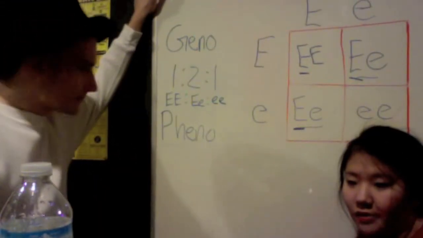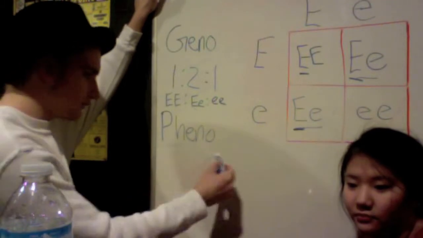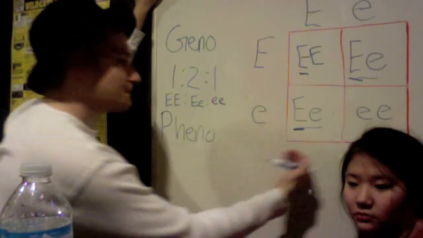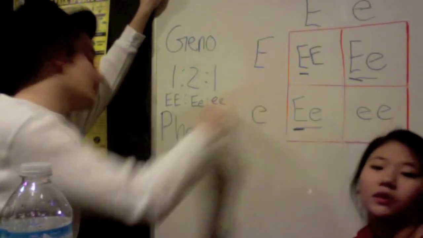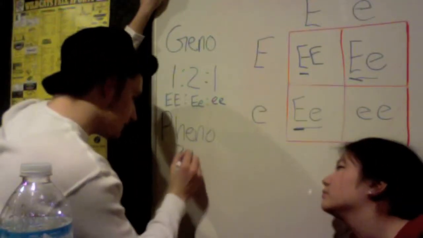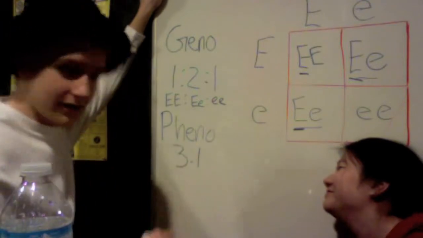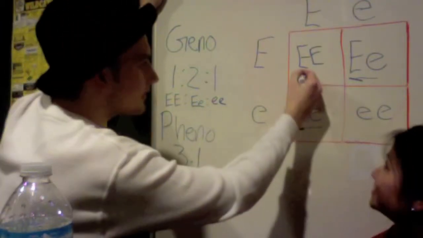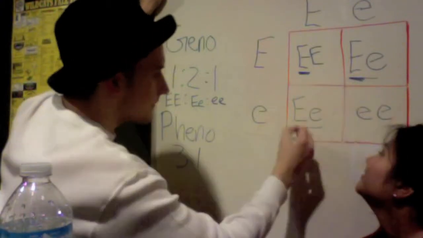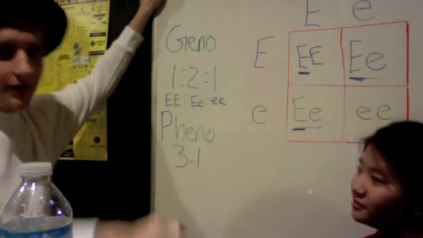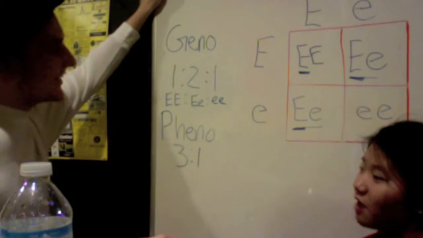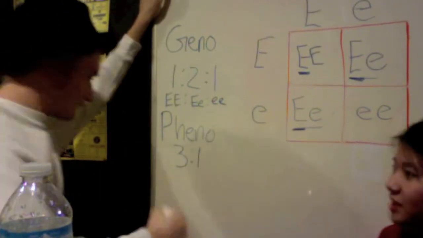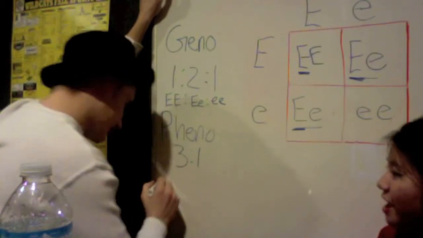We are now on to the pheno ratio. The pheno ratio in this Punnett square would be 3 to 1. How does that happen? This happens as the dominant allele E, right here, is capital, so it's dominant. Which means they have unattached earlobes. Unattached is dominant.